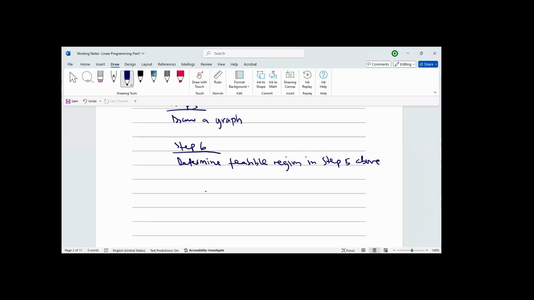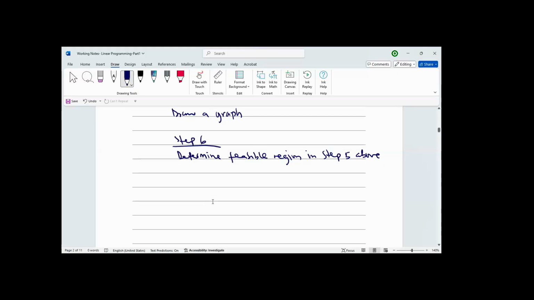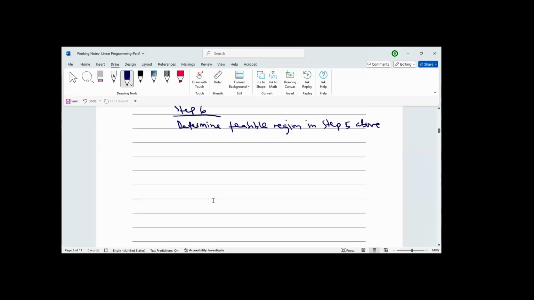But when you are minimizing cost, feasible region will be external, outward 0. Okay, so that would be the feasible region. Of course, when you see live question, I will demonstrate that for you. But for now, this is what you need to do. Then step 7.